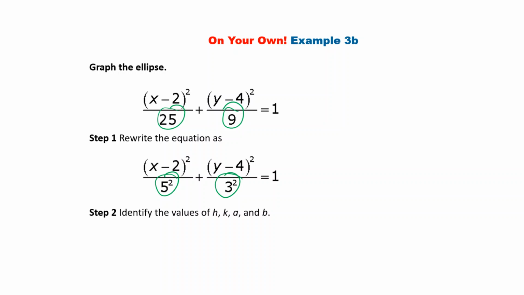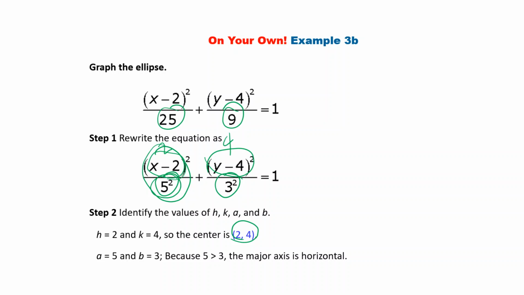So our h this time is going to be 2. What number would make this 0? It would be 2. And what number would make this group 0? It'd be positive 4. So 2, 4. As far as our a and b, we can see that a is the major. It's in the horizontal. So a is 5 and b is 3. And since a is with our horizontal, the major axis is going to be horizontal.